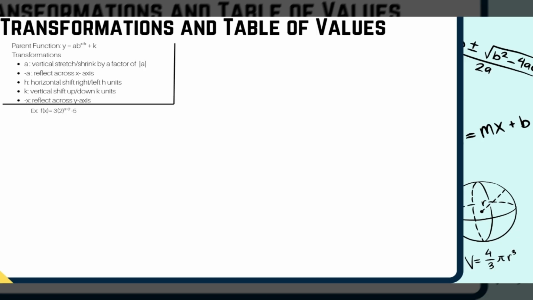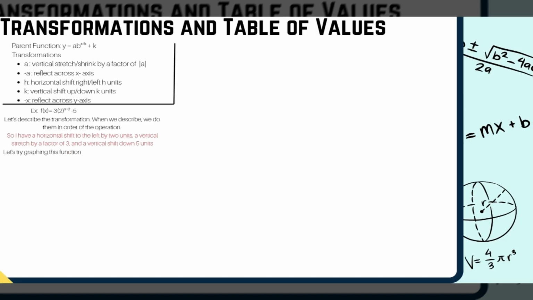Let's do an example. F of x equals 3 times 2 to the power of x plus 2 minus 5. Let's describe the transformations. When we do so, we describe them in order of the operation. So I have a horizontal shift to the left by 2 units, a vertical stretch by a factor of 3, and a vertical shift down 5 units.